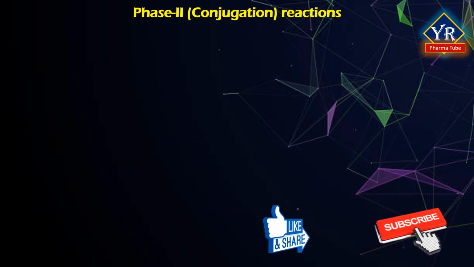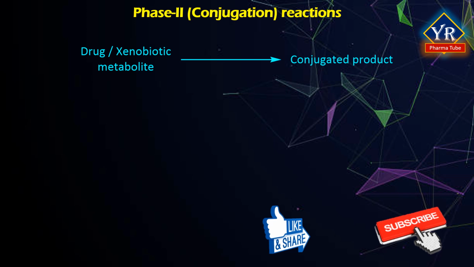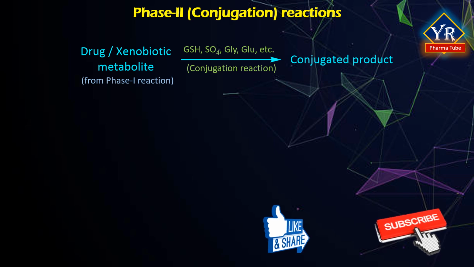Phase 2 reactions, or the conjugation reactions. In subsequent phase 2 reactions, the activated drugs or xenobiotic metabolites from the phase 1 reactions are conjugated with charged species such as glutathione, sulfate, glycine, or glucuronic acid, and thus these phase 2 reactions are called the conjugation reactions. Conjugation occurs mainly in drugs containing carboxyl, hydroxyl, amino, and thiol groups.